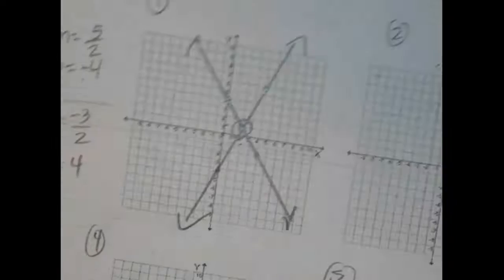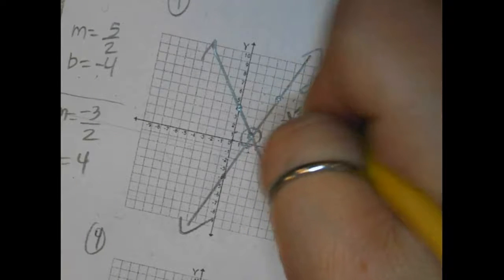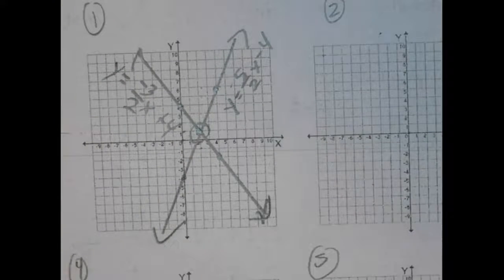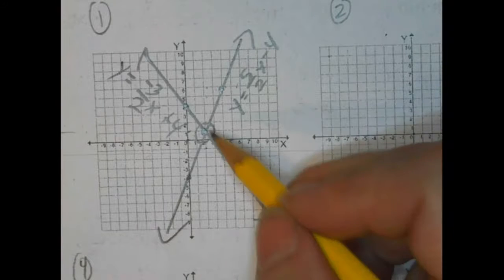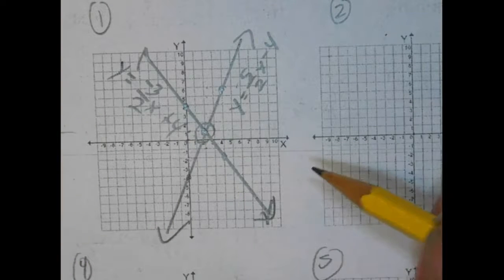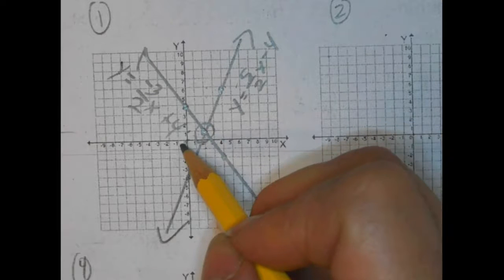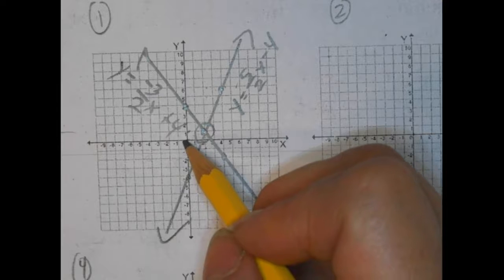So for number 1, let's see if I flip it over. y equals 5 over 2 x minus 4. And then my second one is y equals negative 3 over 2 x plus 4. And my answer is this point here. Okay, so I graphed them, I labeled them, and I found my solution. But what is my solution actually? So what is the ordered pair for this point here? From 0, am I going left or right to get under it? Left or right?